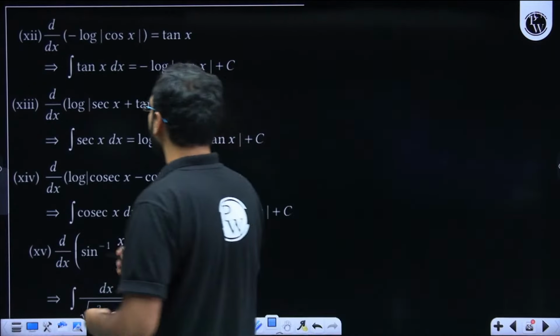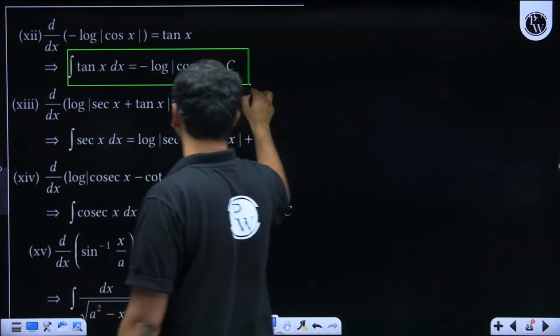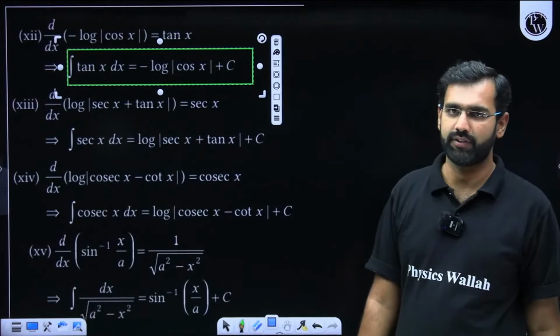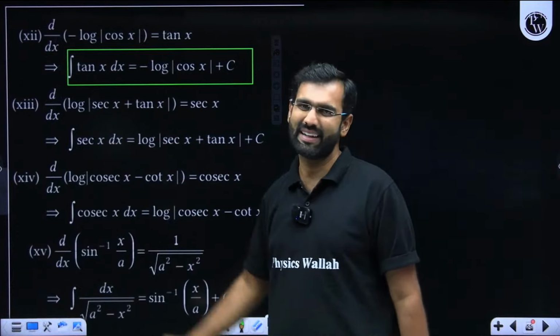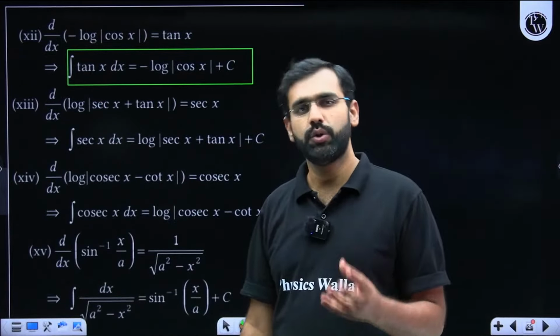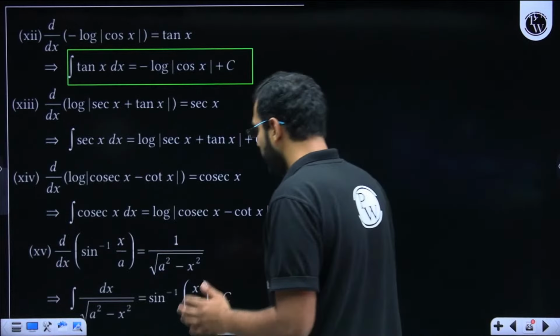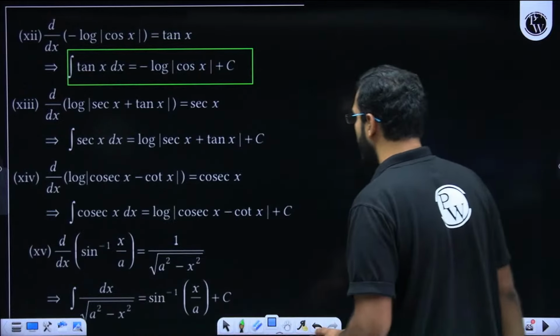Now here, going ahead with that, integration of tan x is minus of log of mod of cos x, because when you differentiate this, you get tan x. Or by substitution, you can find this result. Few more results are there. I'll say if you could remember these ones.